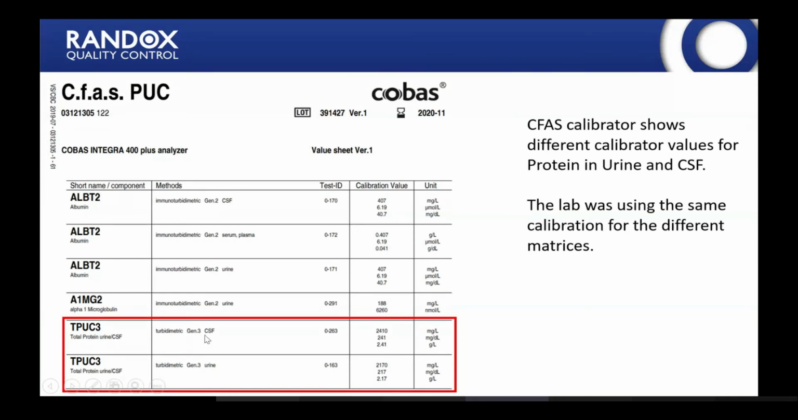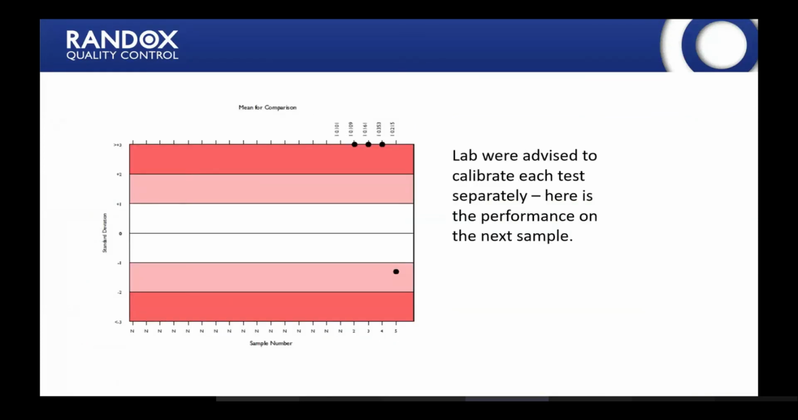So as you can see, there are two values, one specifically for CSF and one for urine, and they do have different calibration values. And basically, they were using the one value for both. So instead of using the two, they were using the one. This is why they showed the positive bias for the urine program. So the labs were advised to calibrate each test separately, and there you go. Once they changed that, their performance improved dramatically, as you can see in their latest report, latest sample.